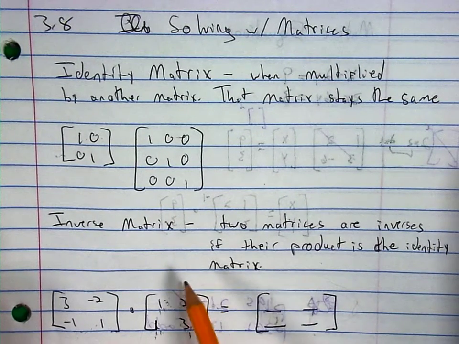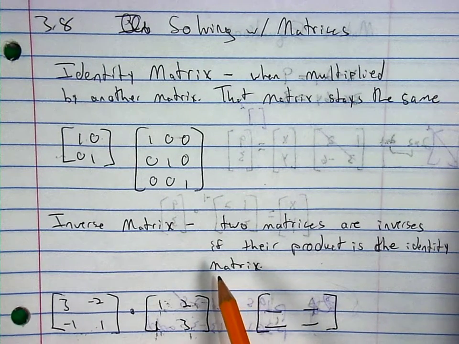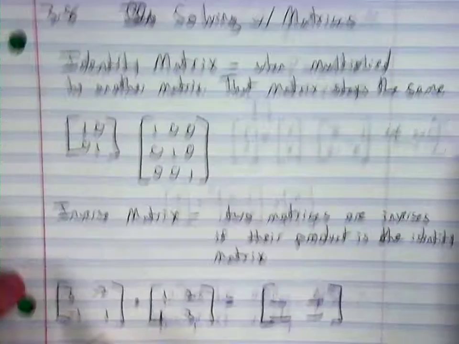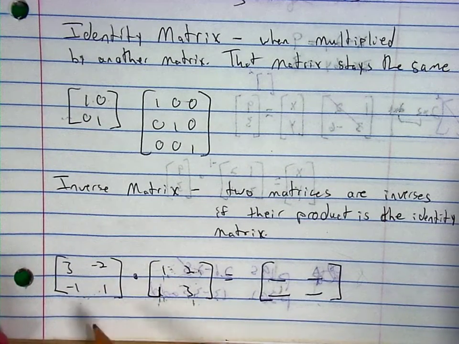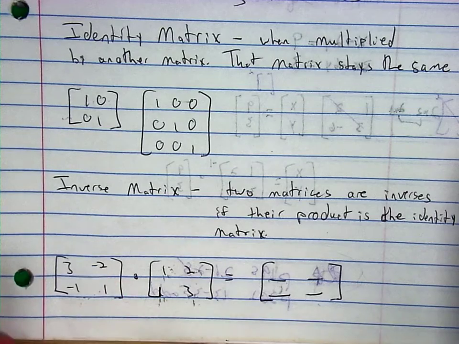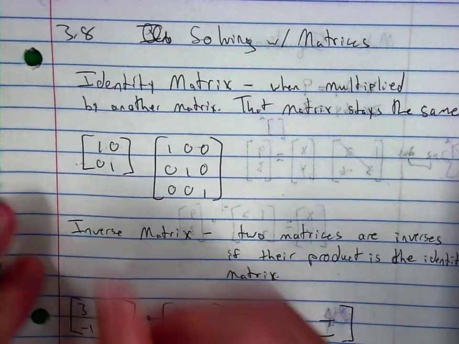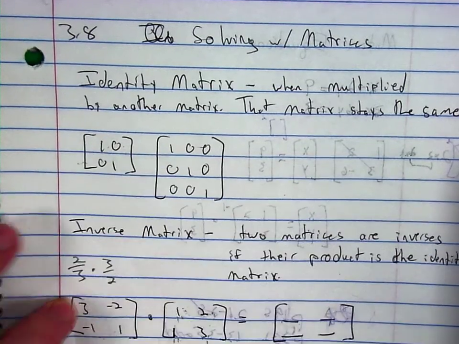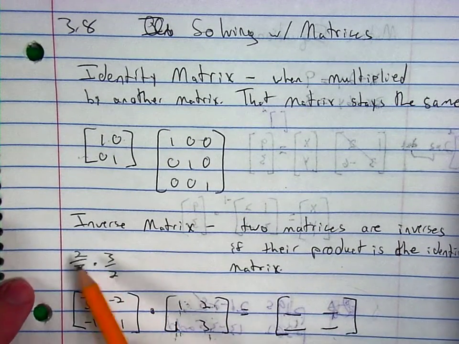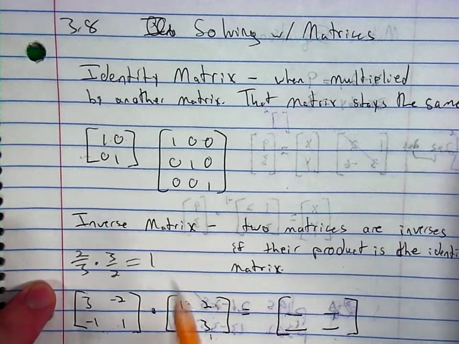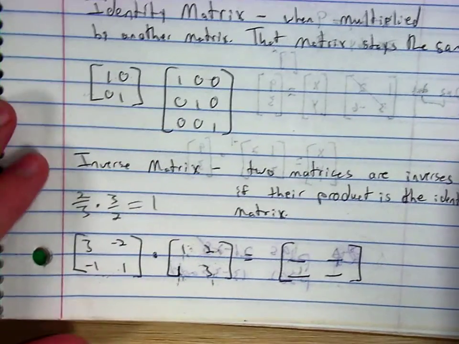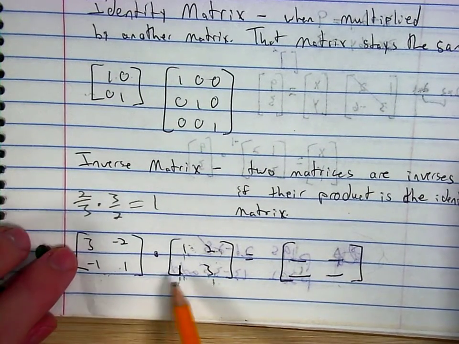Inverse matrix, okay, we have 2 matrices are inverses if their product is the identity. So if I multiply 2 inverses together, they should come out to be 1, 0, 0, 1. Kind of like when we do 2/3 times 3 halves, they're inverses of each other. So when I multiply them, they equal 1, which is the multiplication identity. Same idea here. Okay? So here we go.